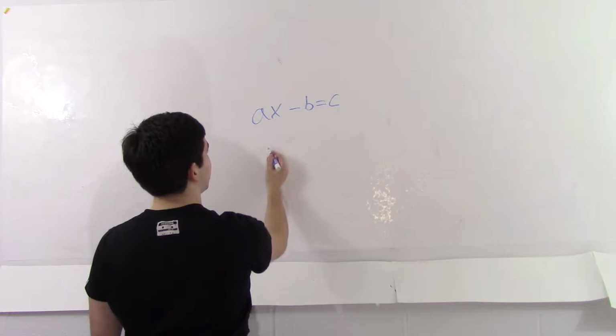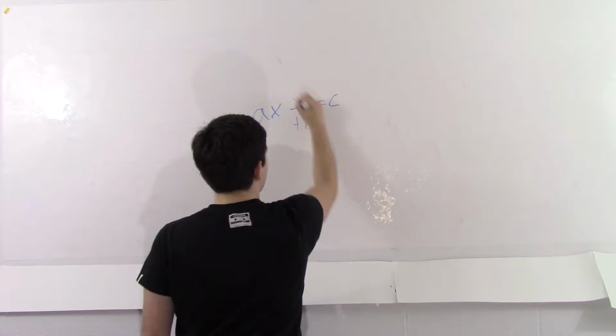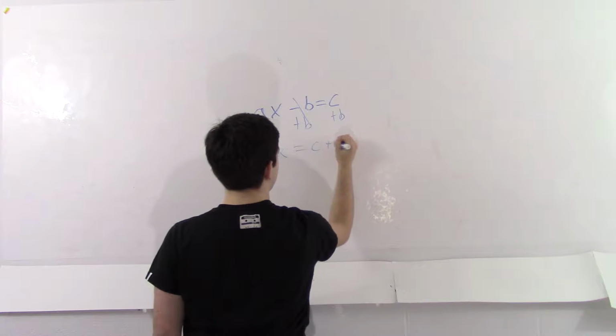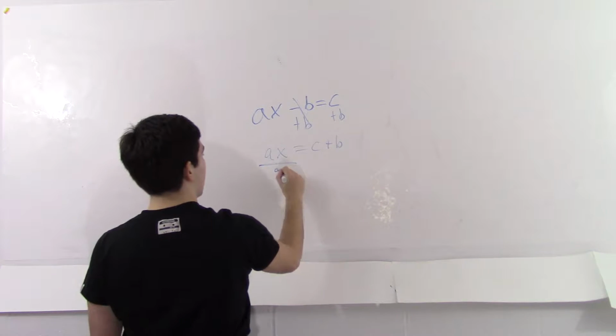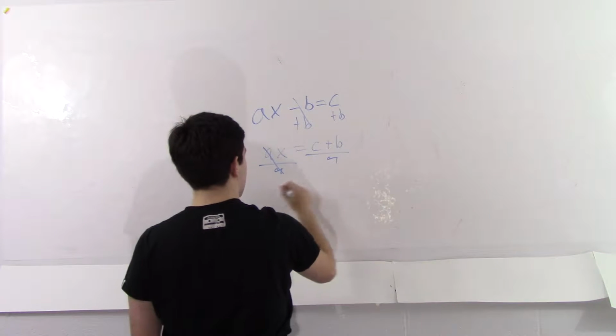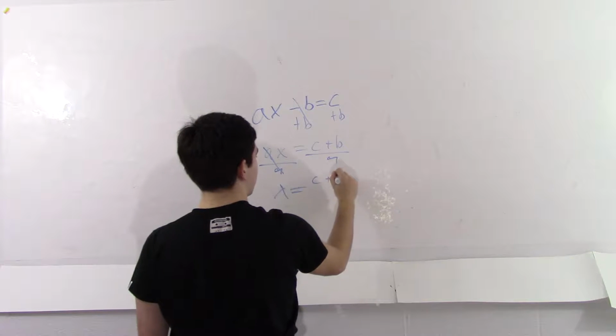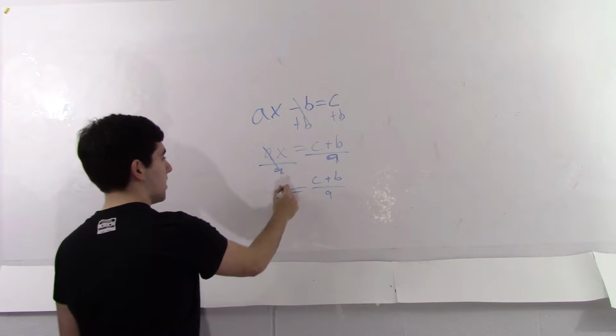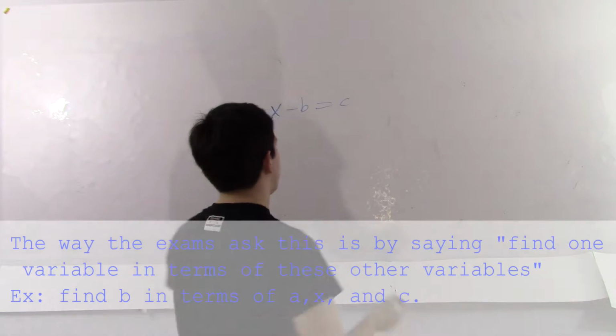Let's say we want to isolate x. Add b to each side: ax equals c plus b. Divide out a to isolate x. x equals c plus b over a. Okay, but what if we want to isolate b?